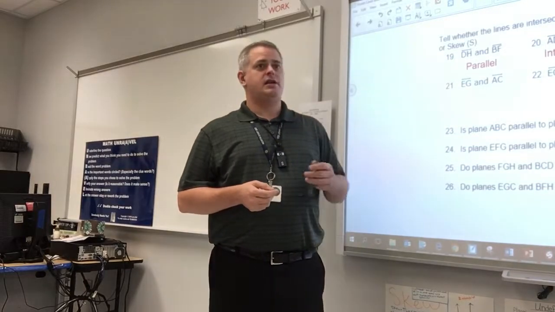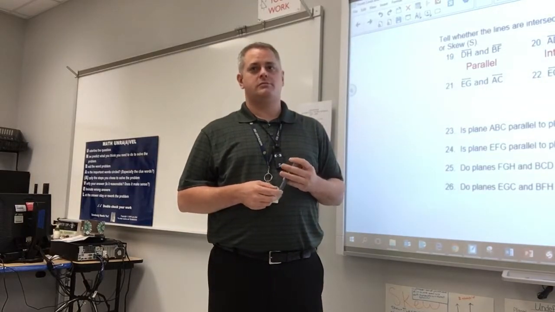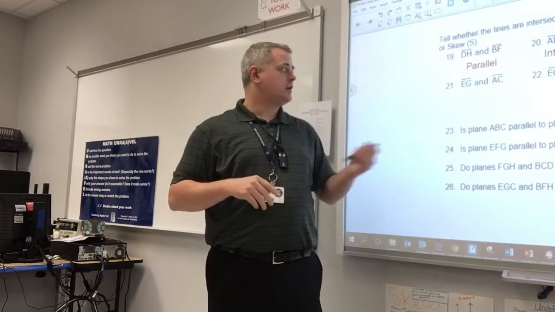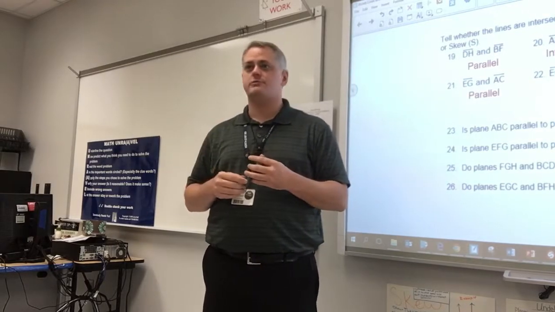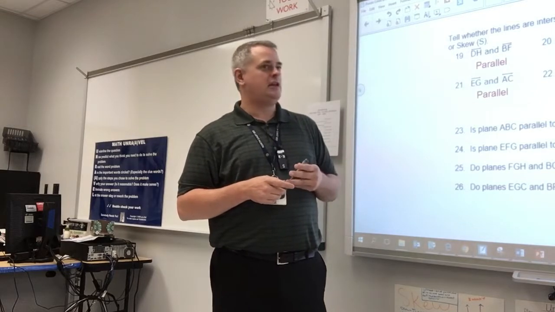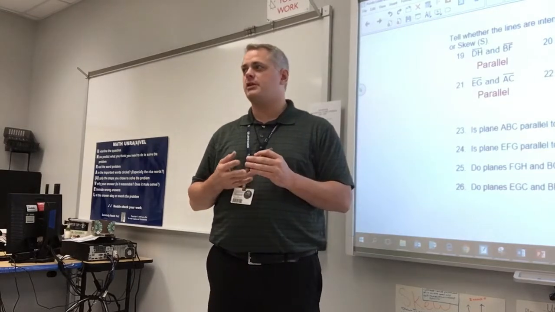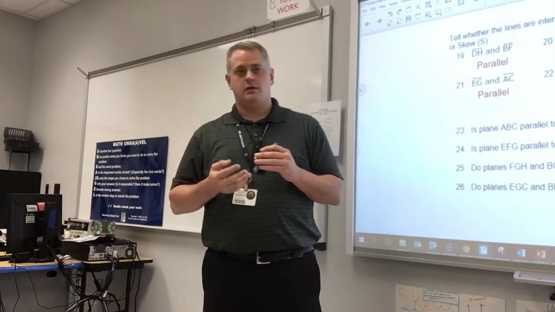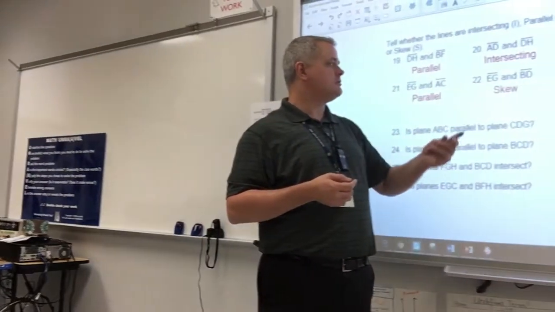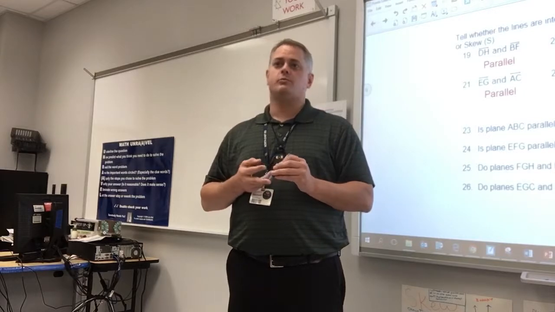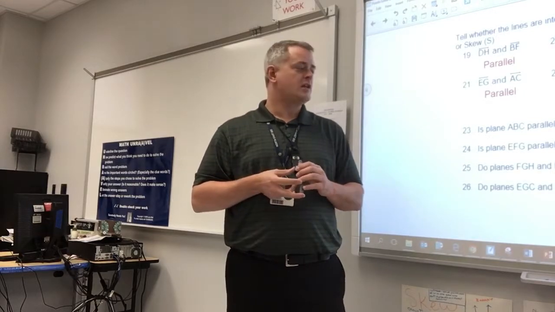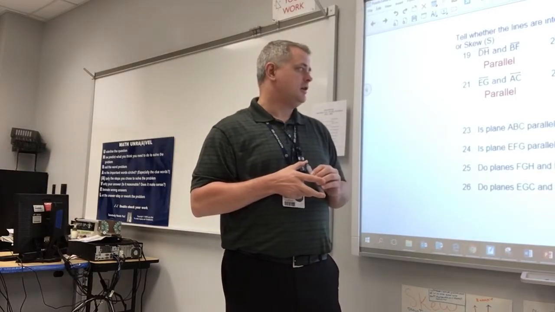EG and AC, what are those going to be? Who can tell me? Parallel. I agree with that. Again, they make a flat surface between them. EG and BD, process of elimination. Connor, what's that going to be? Those are skew lines. That's an example of two lines that will not intersect, but they will also be non-coplanar to each other. That's the difference between parallel and skew.